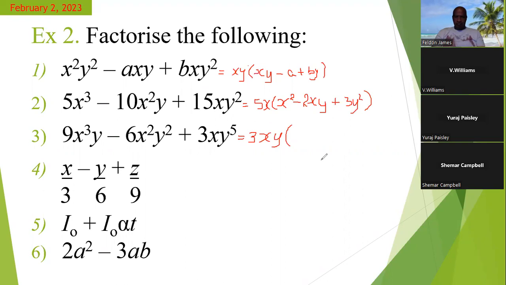So 3xy into 9x cubed y would be 3x squared, sir. All right, so 3 into 9 goes 3. x into x cubed gives you x squared. And y into y cancel. So you're left with only 3x squared. Yes, sir.